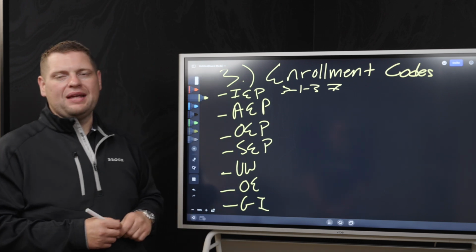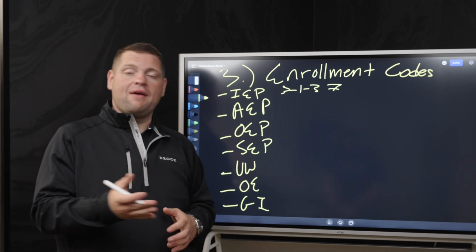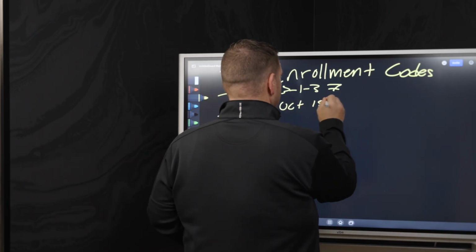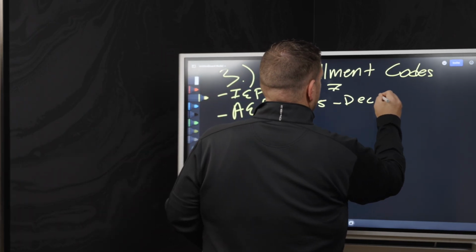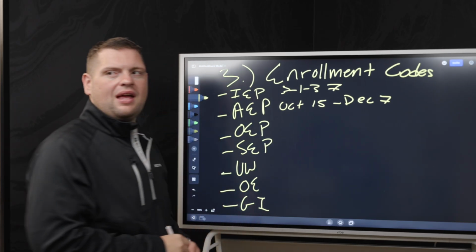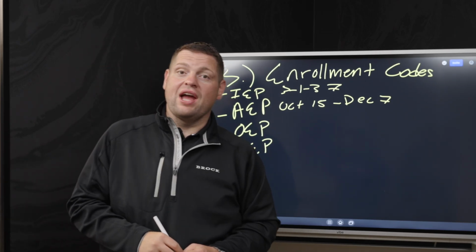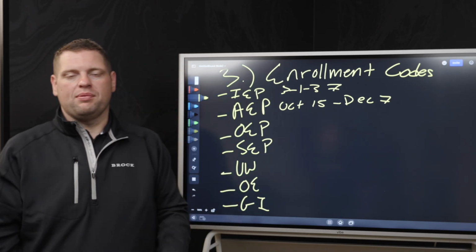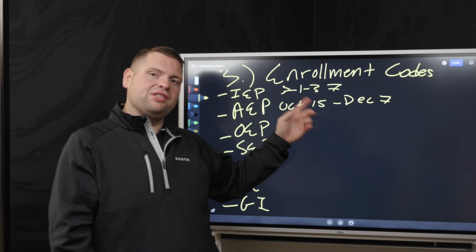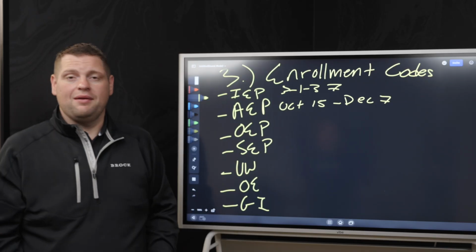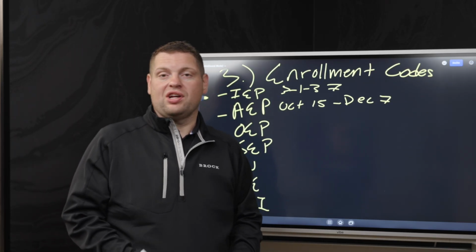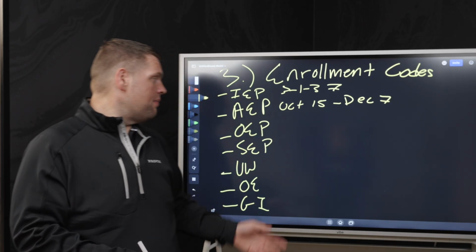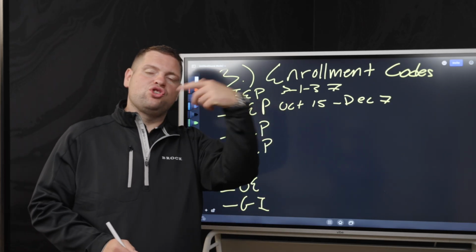Then I have AEP. This is the time frame that you need to keep in mind for the rest of your life. This is October 15th through December 7th. October 15th through December 7th. This is the time of year that I can make changes to my Part C or D plan. Like if I have a Medicare Advantage plan or prescription drug plan, I can make changes during this time of year. I technically can make changes to A and B as well, but the only change I can make is disenrolling from A and B, and that's just not going to happen. But October 15th through December 7th, that's when I can change my plan.